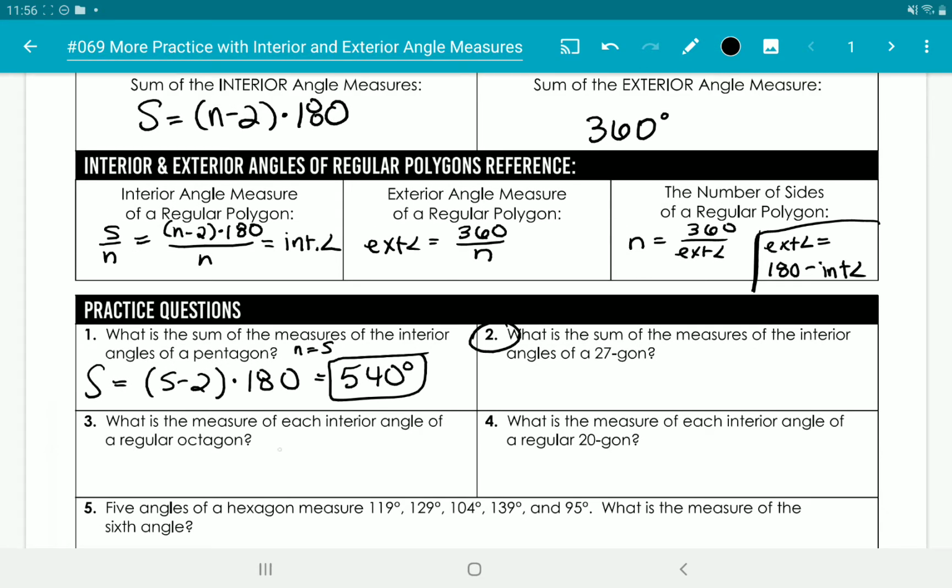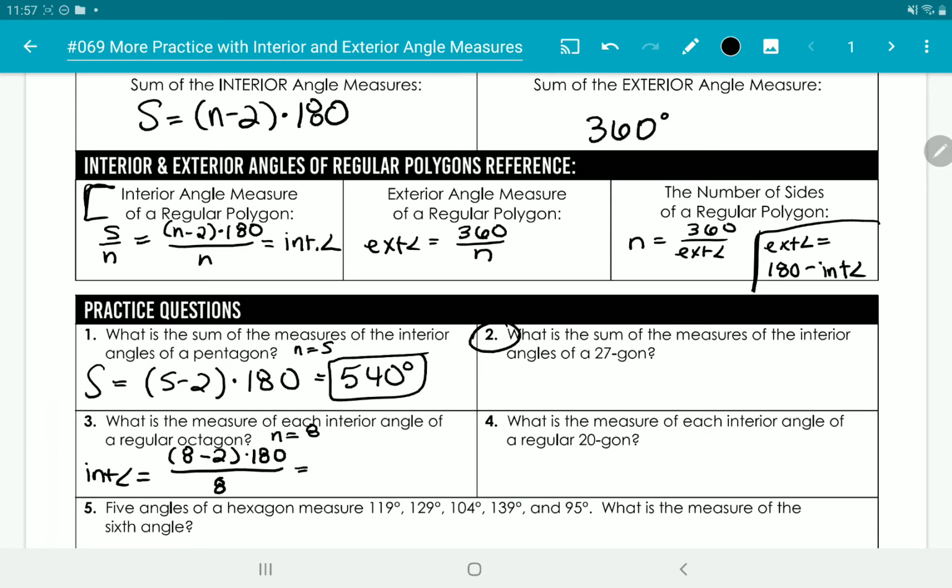All right, number 3. What is the measure of each interior angle of a regular octagon? Right here, for this interior angle, we're going to use this S over n up here. We know that n is 8 since we have an octagon. So we have n minus 2 times 180, so 8 minus 2 times 180, and then we divide by the number of sides again.